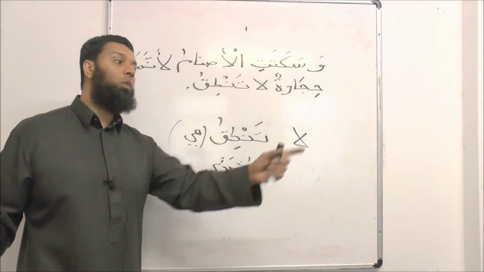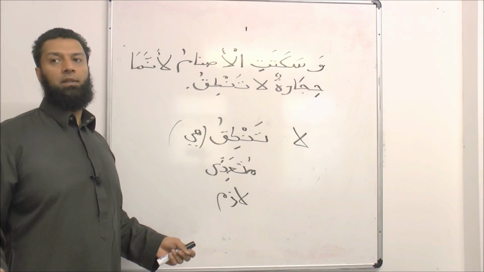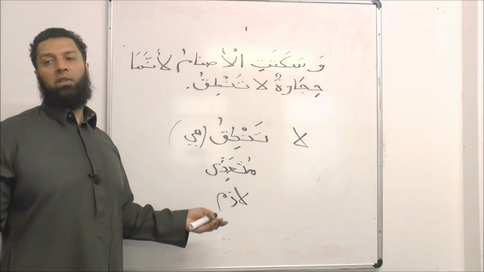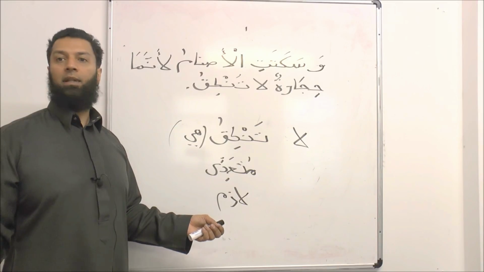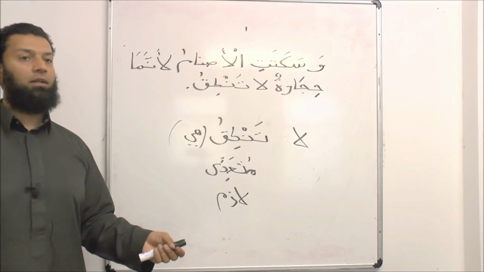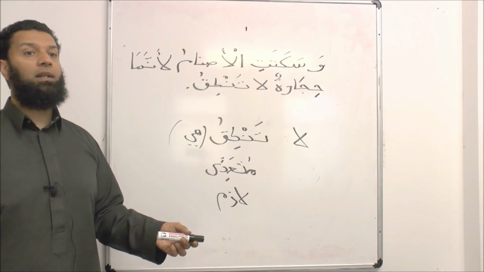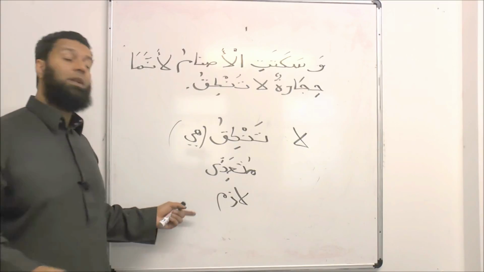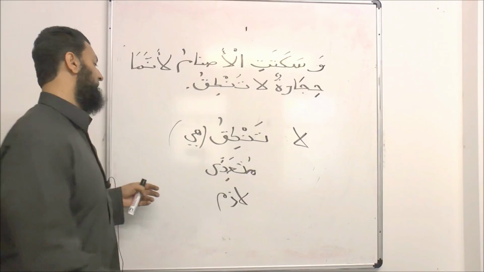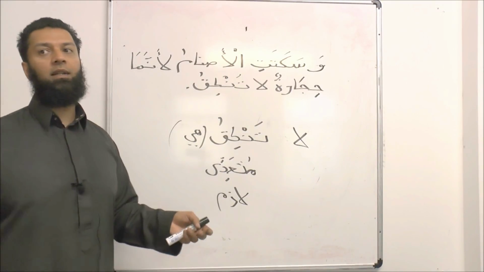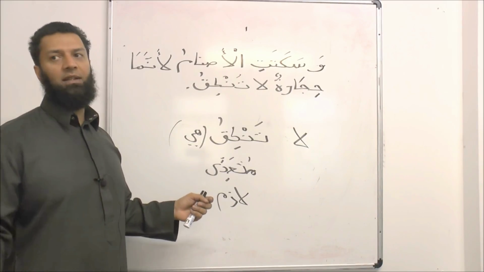Other verbs don't require an object, such as nama, qama, he stood up, he slept, and so on and so forth. They don't require a direct object, so they're called lazimun. Now, that in general is the distinction between the types of verbs. Then they go into lots of other categories that we'll see, inshallah.